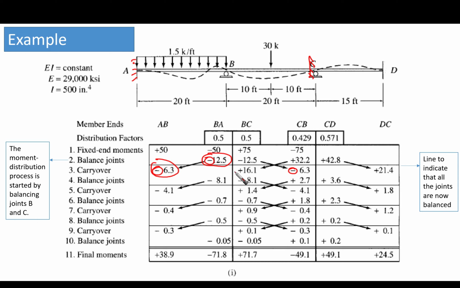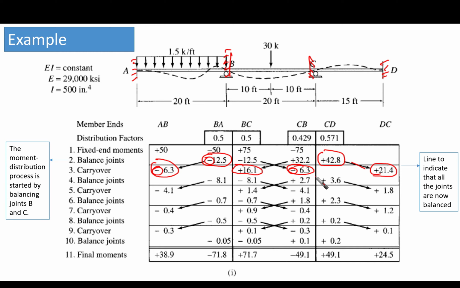Now, this is already given from the carryover. 32.2, half would be here because the far end here is fixed, as we mentioned before. So now we have the carryover moment. We do not have anything here because there is no moment here. But we have this 42.8 carryover, and the far end is fixed, as you can see, so we have 21.4 here. These are the carryover moments.